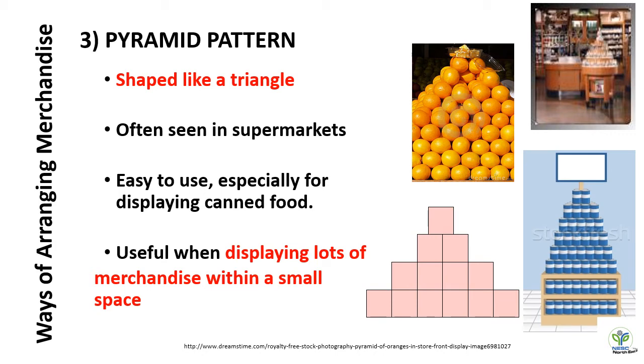Pyramid pattern arrangement is shaped like a triangle pointing upwards. You can often see this type of arrangement in supermarkets and department stores. This is easy to use, especially for displaying canned food. This arrangement is also useful when you have to display a lot of merchandise within a small space.